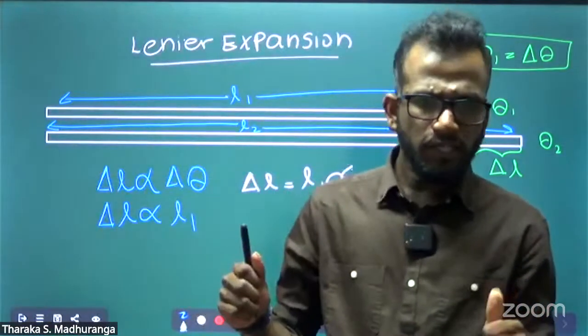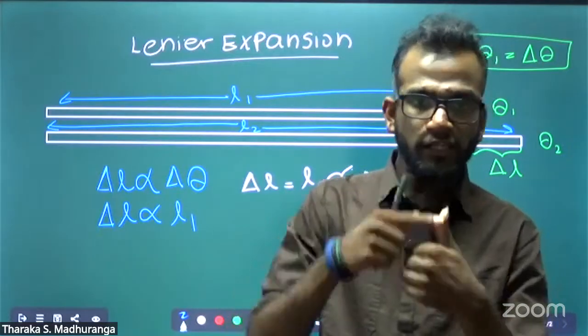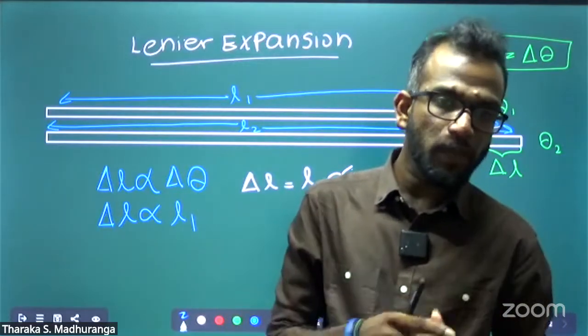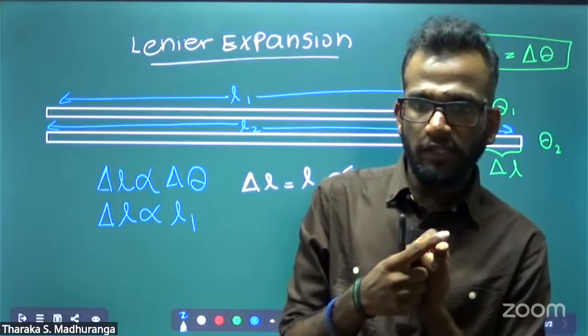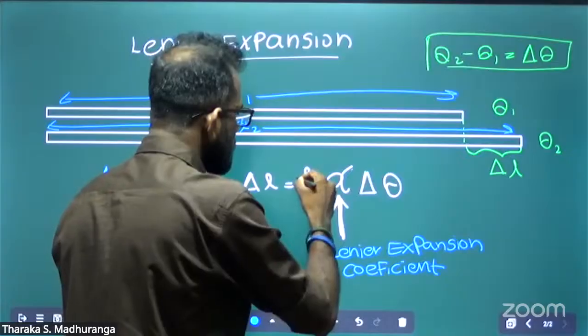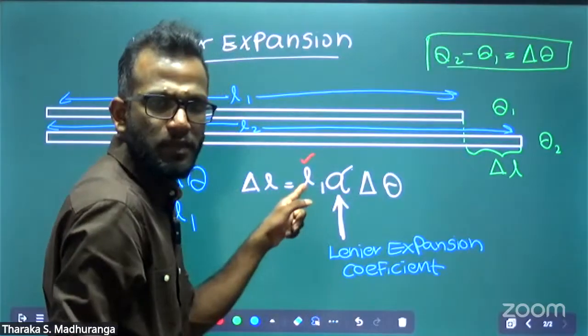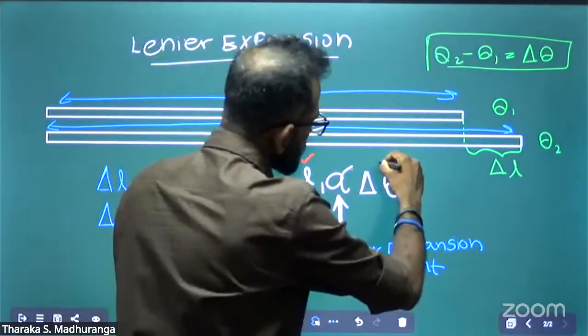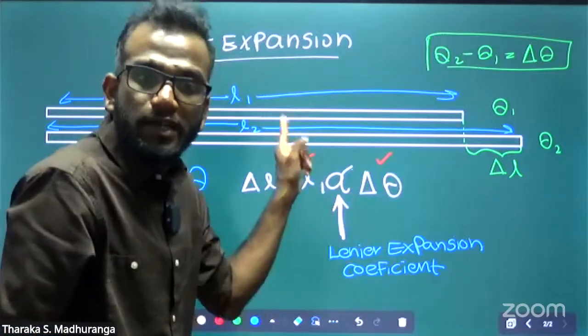Okay, in this equation, I told you there are three main factors that affect the linear expansion. The first is the initial length, L1. The temperature difference is also okay. What is the other factor? The other factor is alpha.